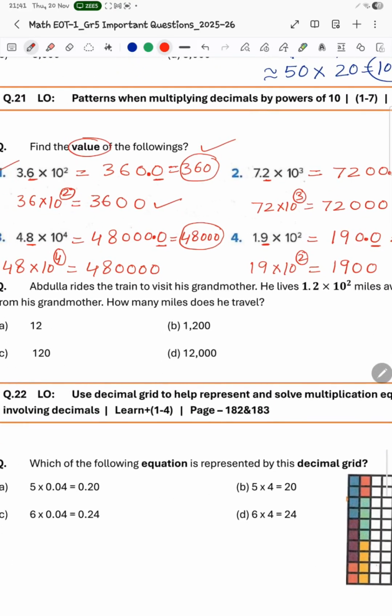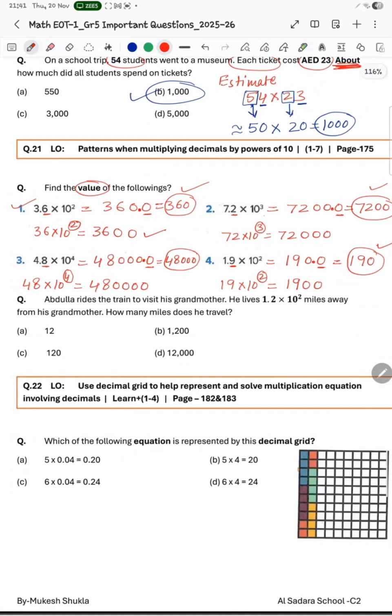Now these are MCQ questions, multiple choice. They are asking, 1.2 times 10 raised to the power 2 is how much? There are 4 options A, B, C, D. So I will do it the same way. First I will ignore the dot. I have to find 1.2 times 10 power 2, correct? So first step, ignore the dot and multiply.